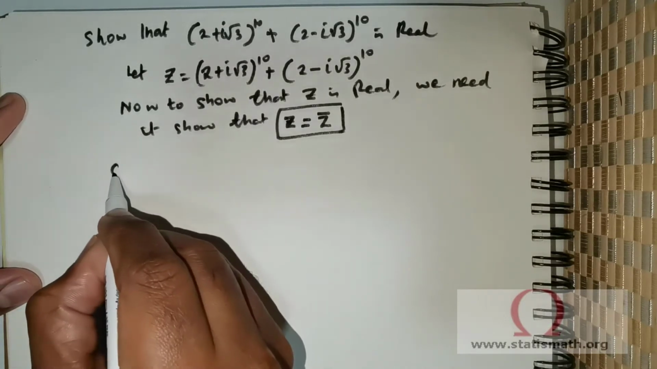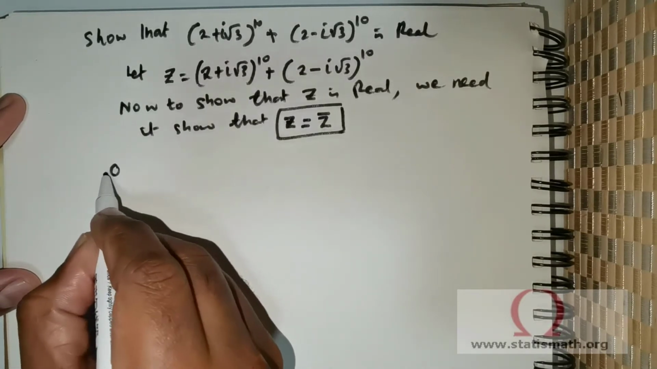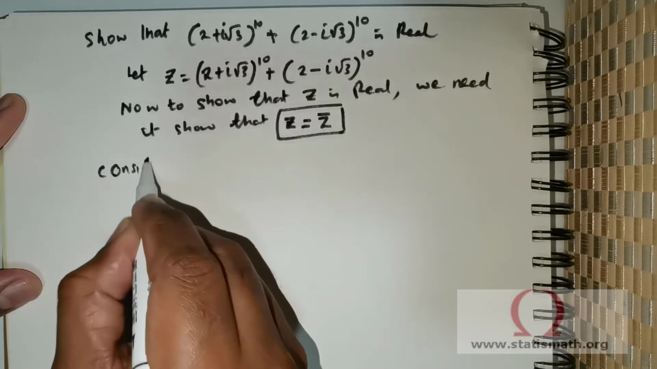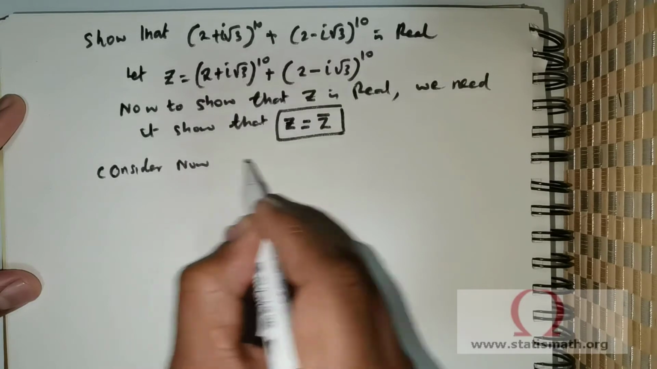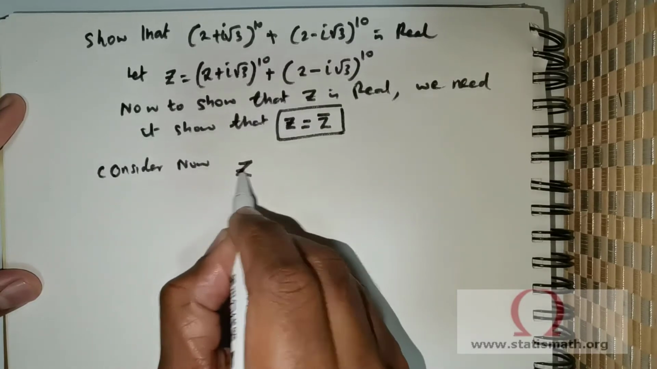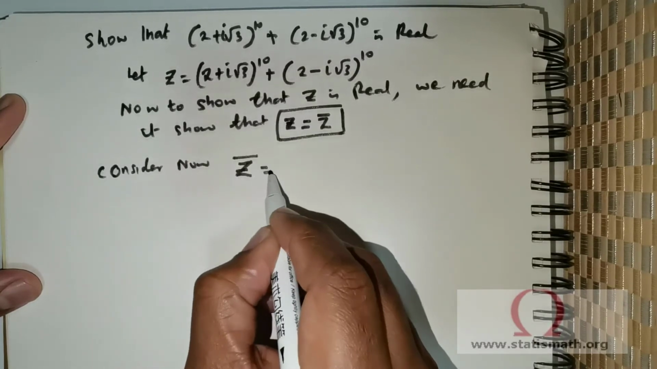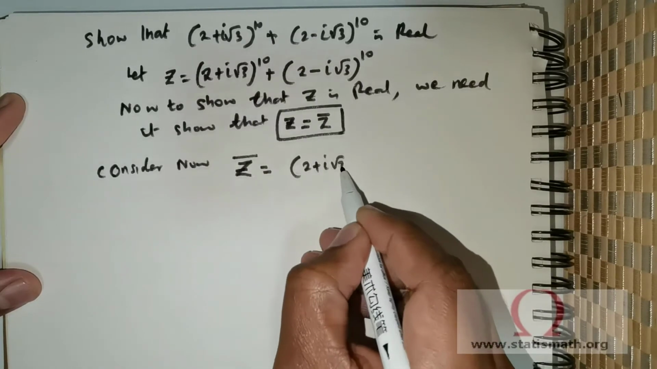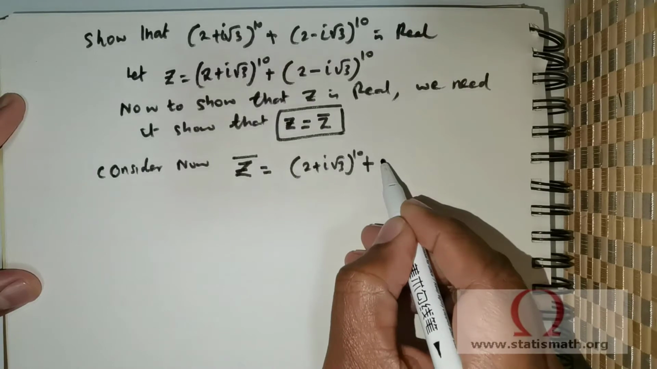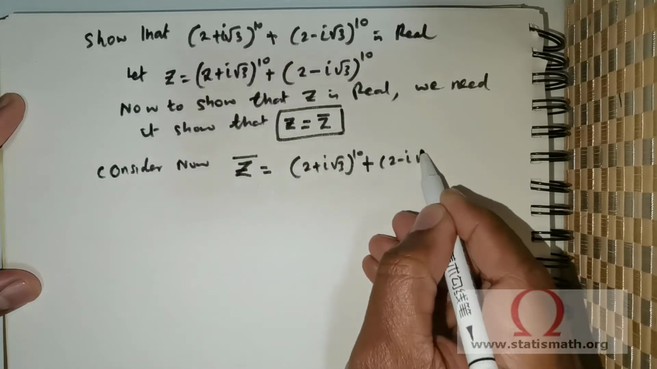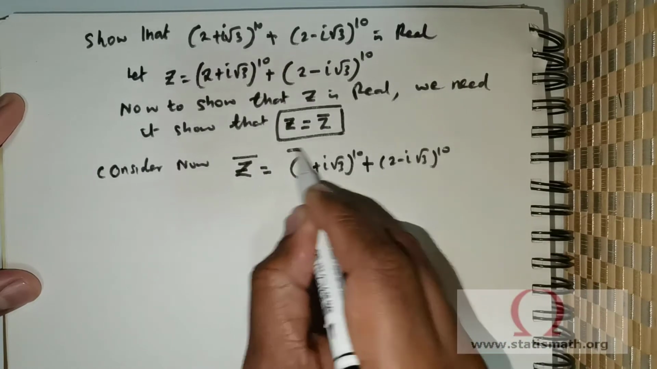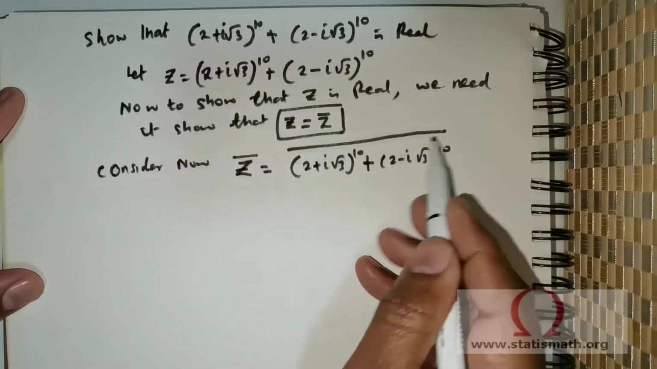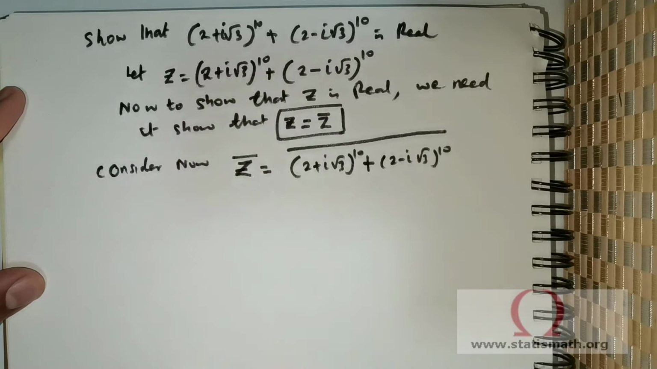So for that, let us consider now z bar, which is equal to (2 + i√3)^10 + (2 − i√3)^10. So this has to be placed under the bar. So that means you're taking the conjugate.